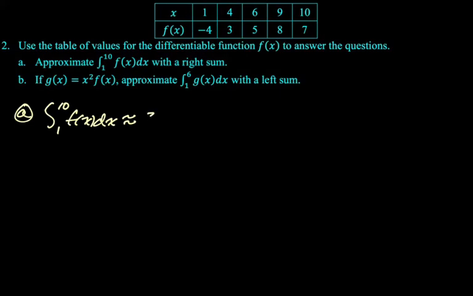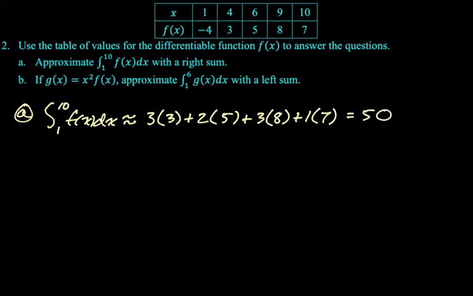From 1 to 4 is 3, and then the right endpoint is 3. From 4 to 6 is 2, the right endpoint is 5. From 6 to 9 is 3, the right endpoint is 8. And 9 to 10 is 1, the right endpoint is 7. You should leave this unsimplified on the AP exam, but I'm going to simplify it anyway and risk it. I got 50.